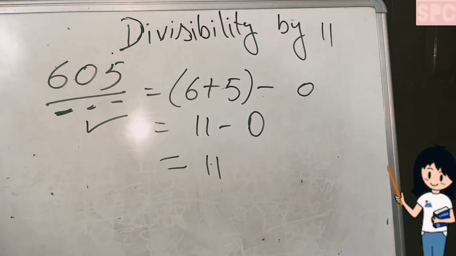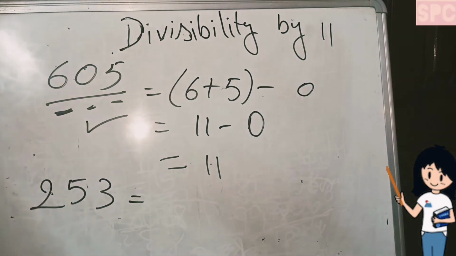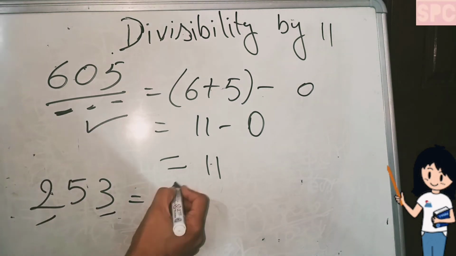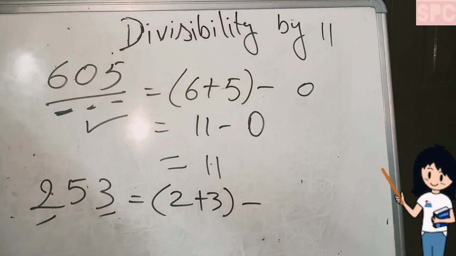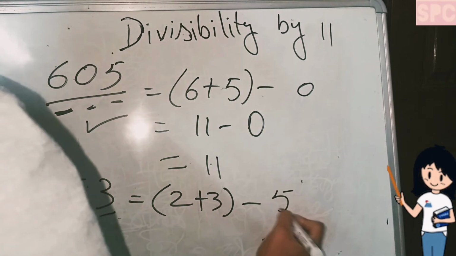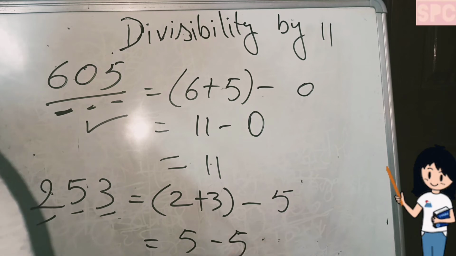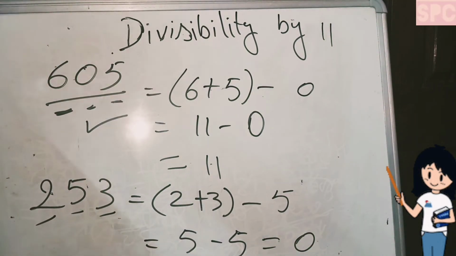Let's take one more example. 253. Again, first we have to add the digits at odd places, so 2 plus 3, minus the sum of the digits at even places. The even place is 5, so here we will write 5. 2 plus 3 is 5, minus 5, which is equal to 0.